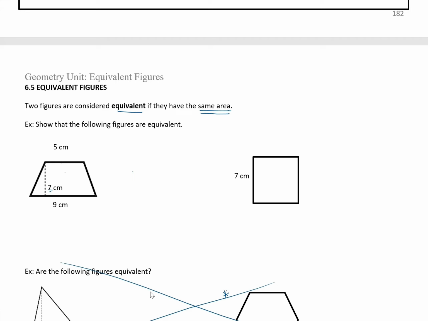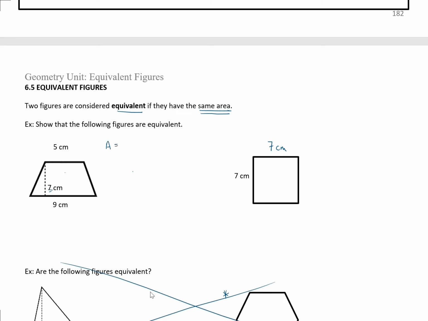And so this first question says, show that the following figures are equivalent. Well, to show that they're equivalent, all we have to do is show that their areas are the same. And I know that this doesn't say that it's a square, but it is. So let's force it into one. Let's write this other side as 7. So to show that they're equivalent, let's find the areas of both of them.